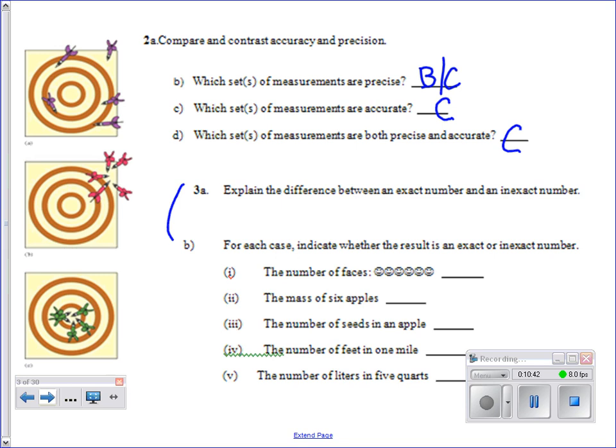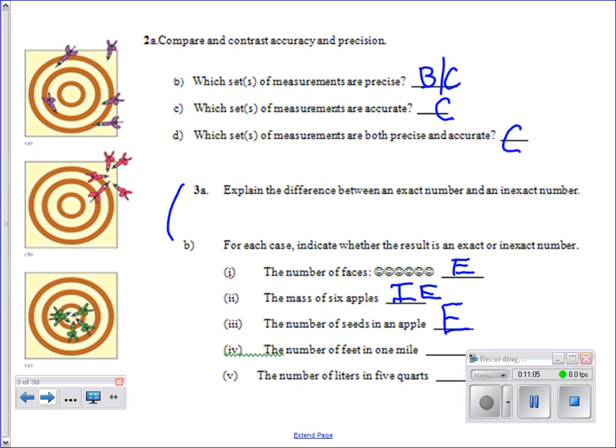So in each case, indicate whether the result is exact or inexact. Number of faces, exact. Mass of 6 apples, inexact. Anytime you take a measurement, it's going to be inexact. And it's going to vary from instrument to instrument. And you're going to learn that in our measurement lab that we do next week. Number of seeds in an apple, exact.